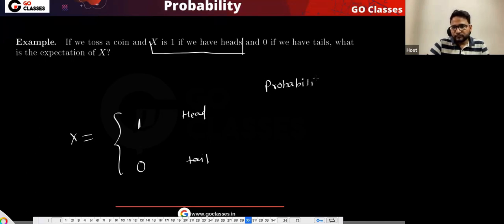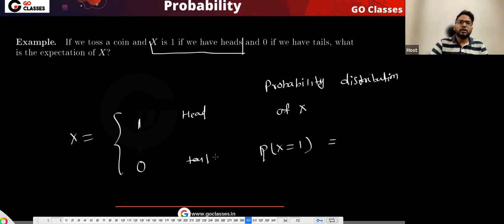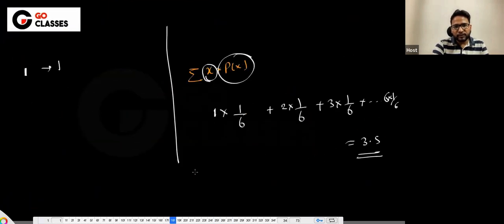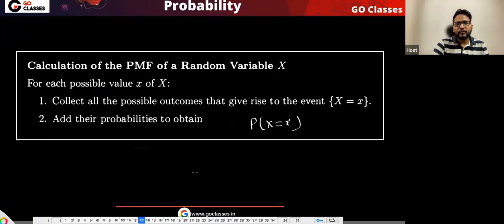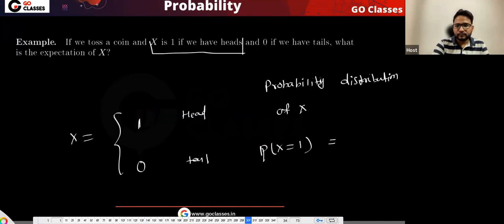Probability. So tell me, what is the probability that x will be 1? This is the first step that you have to do. When can x be 1? Collect all the outcomes. Do you remember how you calculate the PMF? See, you have to calculate the PMF this way. You have to collect all the possible outcomes that give rise to this event. Now just collect all the outcomes that will give you 1. How many outcomes? Only head will give you 1. I mean, if heads, then only it is 1, right? If tail, then it is 0.